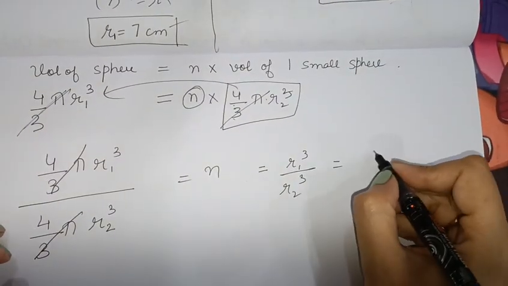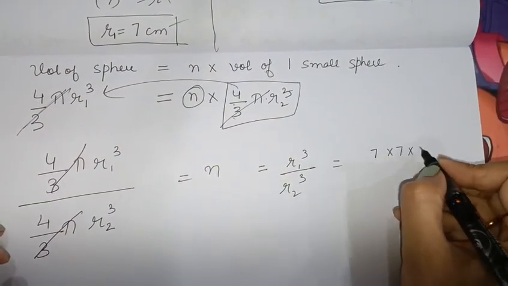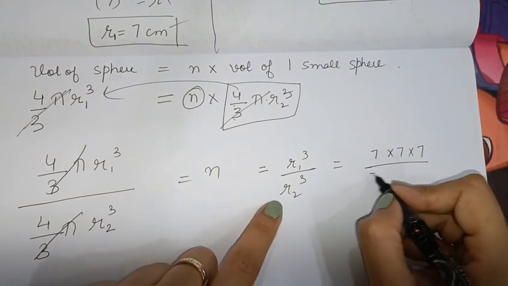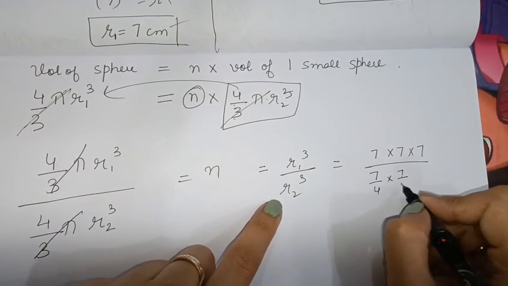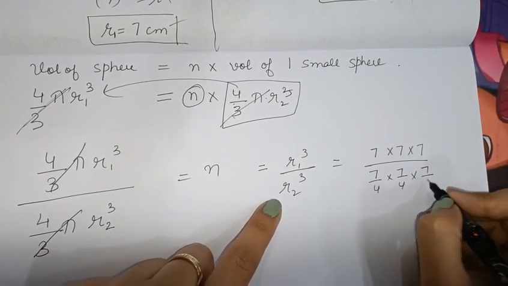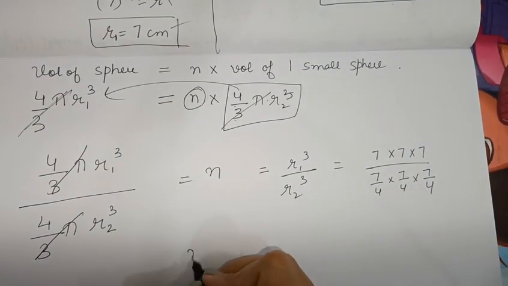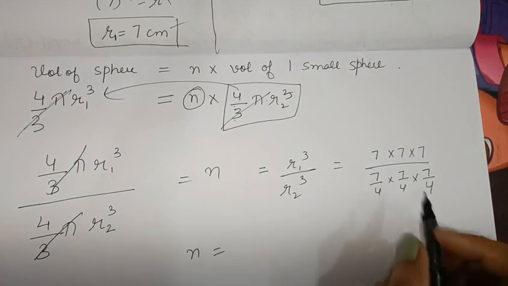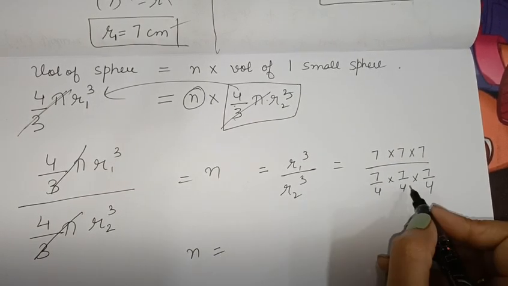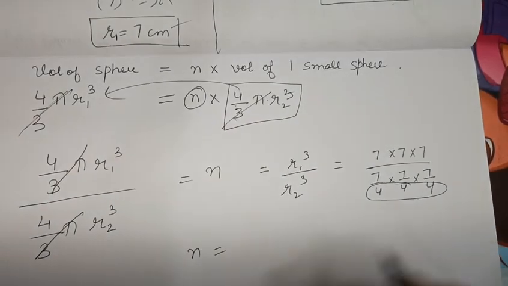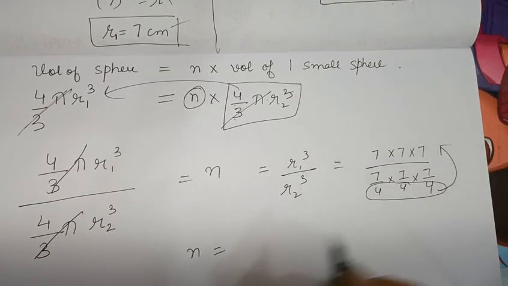What is the value of r1? 7. 7 into 7 into 7, upon 7 by 4 into 7 by 4 into 7 by 4. Now what will we do? n is equal to, we'll try to do cancellation. So whatever is the denominator, again it will go on top.